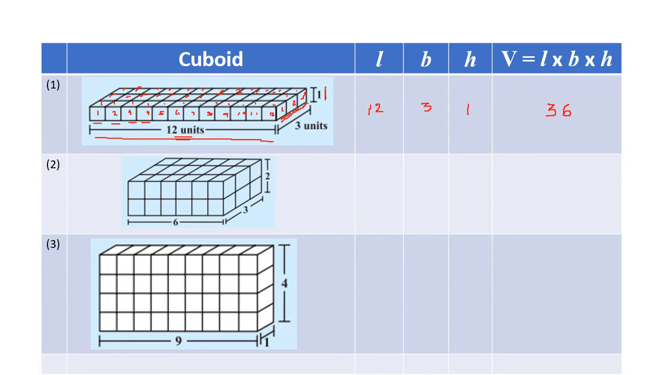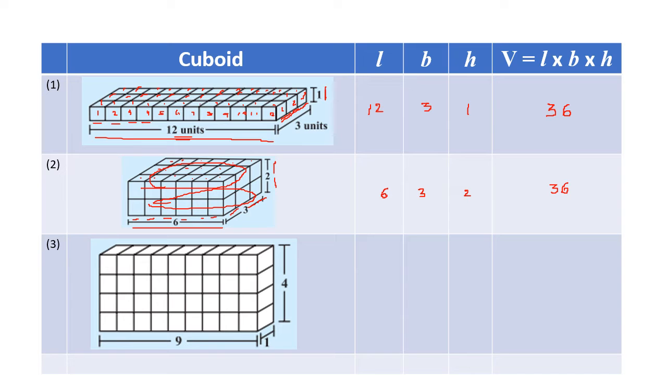In the second figure, there are 6 blocks, 1, 2, 3, 4, 5, 6. So the length is 6 units. The breadth is 1, 2 and 3, 3 units. And this time the height is 2 blocks arranged one on the other. So the height is 2 units. If you want to count them, I've got 1, 2, 3, up to 18. So I've got 18 on the top and 18 below. So 18 and 18 makes 36.